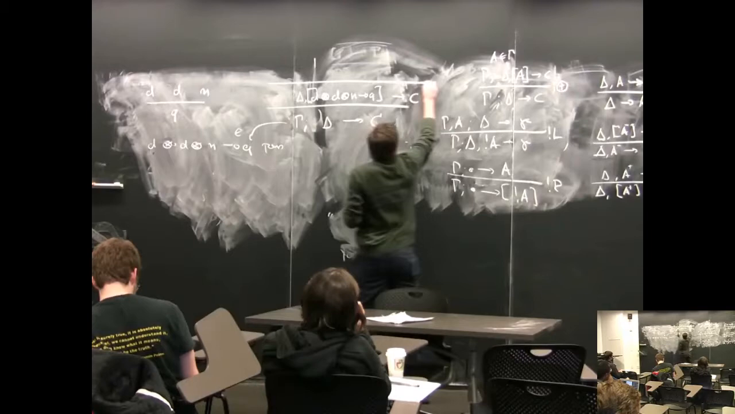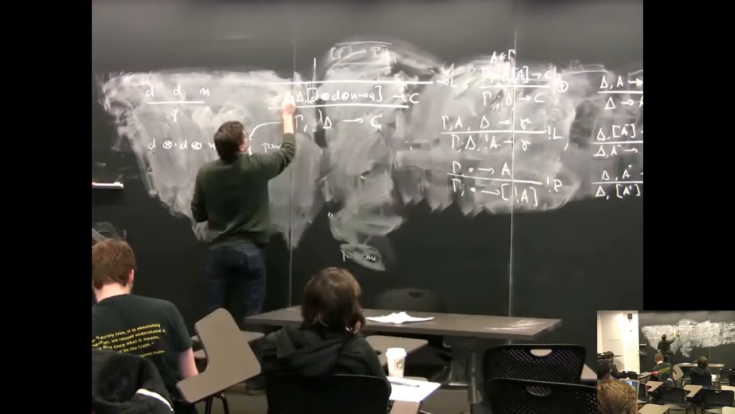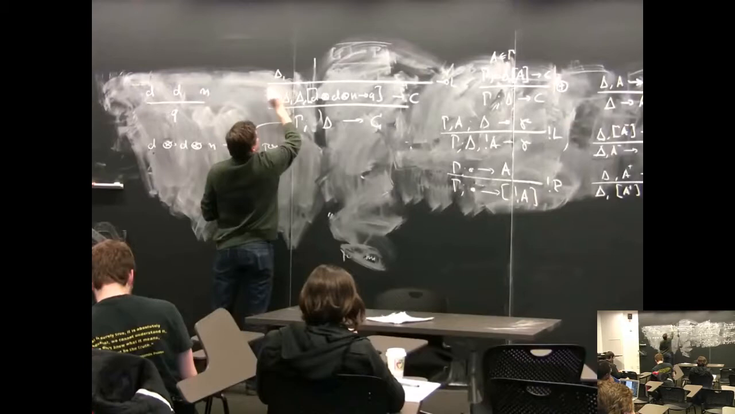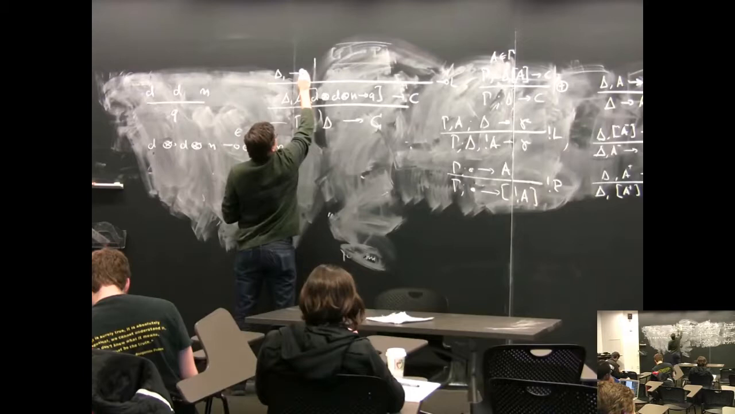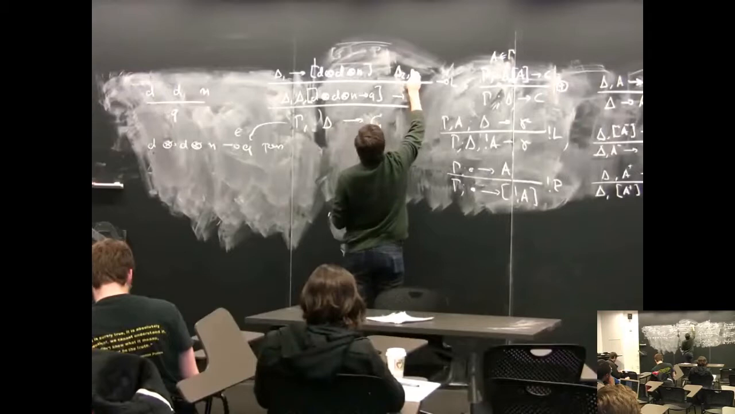We have to apply implication left, okay? And so we have to split our context. From delta 1, we have to prove D tensor N. And here from delta 2 and Q in focus, we have to prove C.